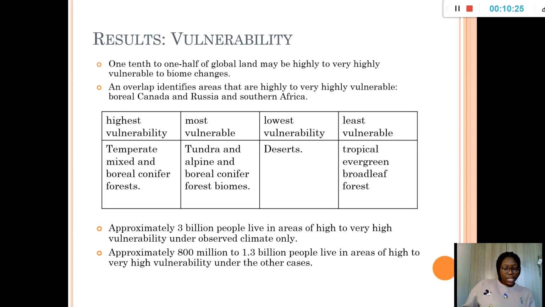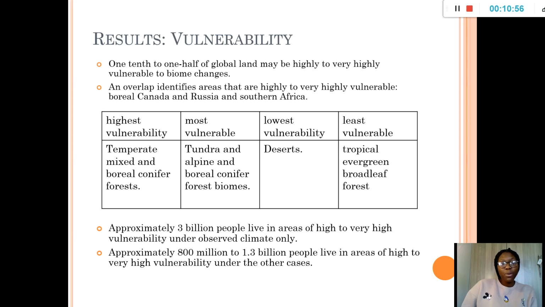So for vulnerability, observed climate and vegetation projections indicate that 1/10 to 1/2 of global land may be highly to very highly vulnerable to biome changes. So an overlap identifies areas that are highly to very highly vulnerable. Some of these areas are Boreal Canada and Russia and Southern Africa. So these results are in agreement with the temperature map that you have seen on the previous slide.